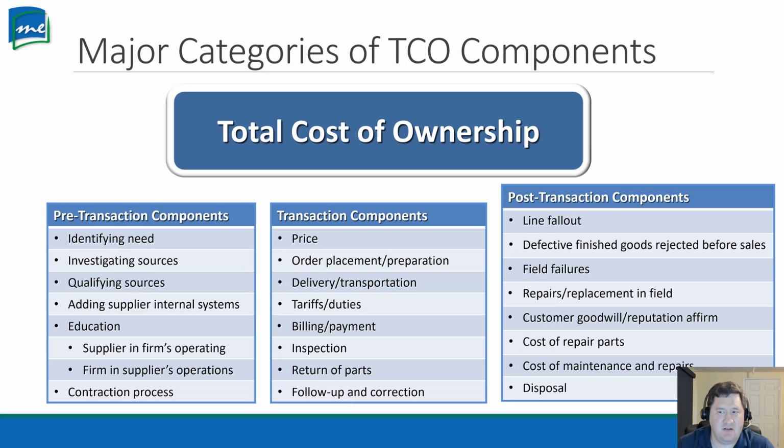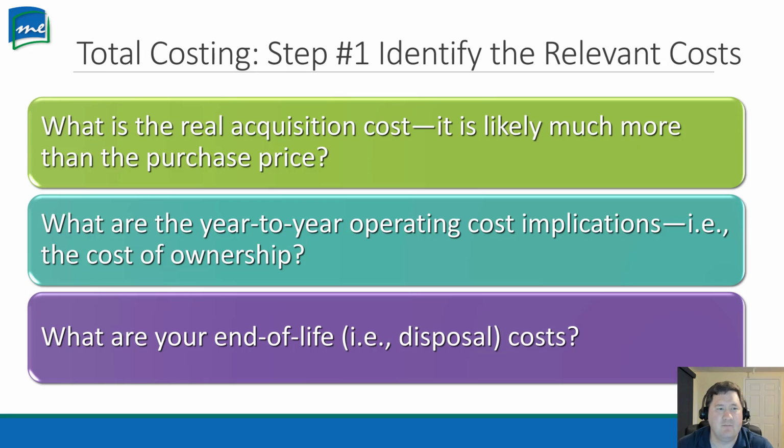Now, then we have our transaction costs. So the price, our order placement, delivery, any duties or tariffs that we have to pay, inspections, returns, all that kind of stuff falls under transaction costs. And then we have our post-transaction components. So we have our line fallout, defective finished goods, rejected before sales, field failures, customer goodwill, reputation effects, cost of repair parts, disposal of it when we're done with it. All these costs are associated with total cost of ownership.